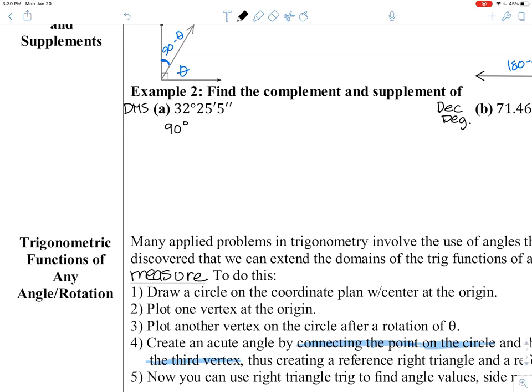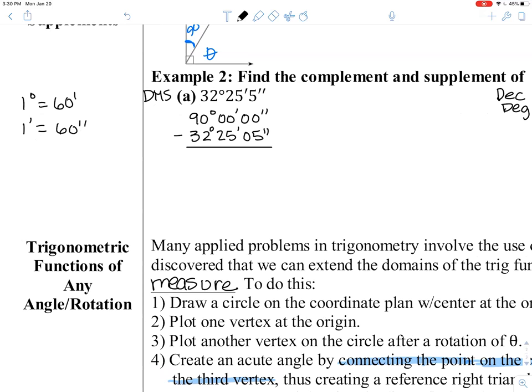Because if I have 90 degrees, 0 minutes, and 0 seconds, and I have to subtract from that to get my complementary angle, 32 degrees, 25 minutes, and 5 seconds, well, I'm going to have to borrow. So remember that 1 degree is equivalent to 60 minutes. And 1 minute is equivalent to 60 seconds. And so, basically, if I have to subtract 5 seconds from no seconds, I'm going to have to come all the way over here to degrees to borrow 1 degree to get 60 minutes so that I can borrow 1 minute to get 60 seconds.